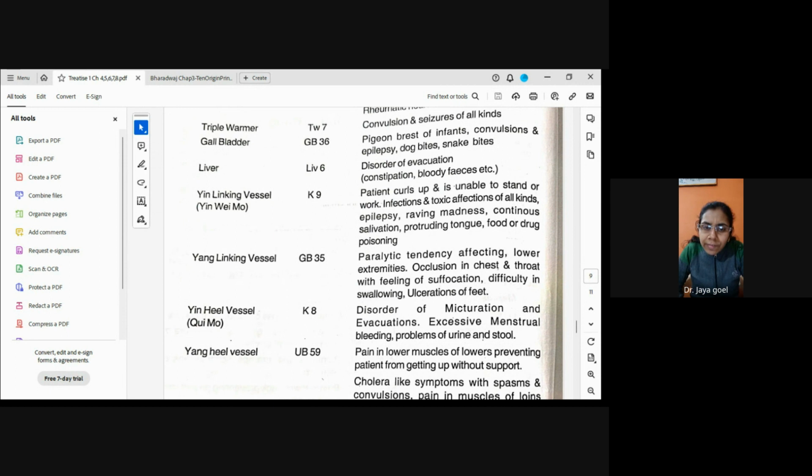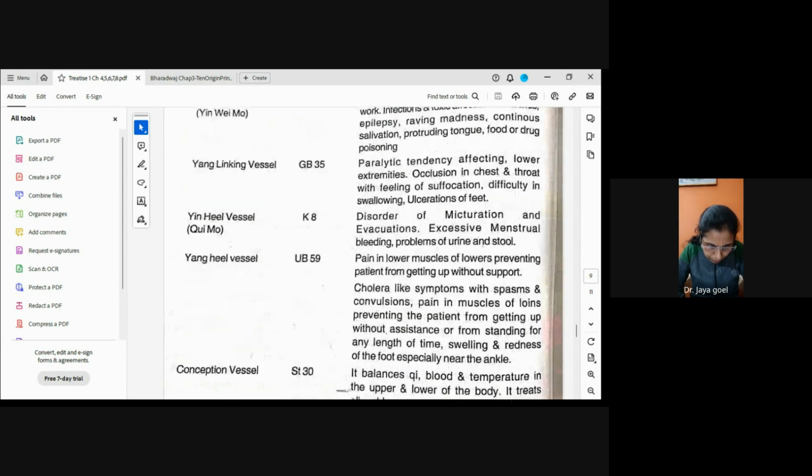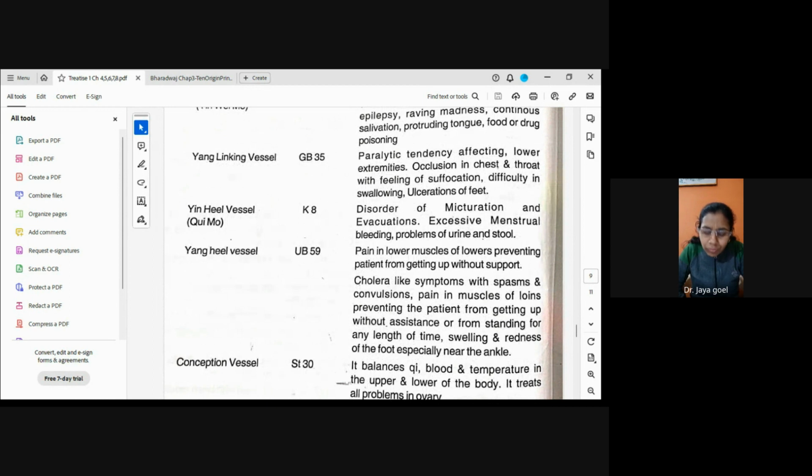Yin heel vessel, it is also an extraordinary vessel. K8 is the key point of the yin heel vessel, used for disorders of menstruation, excess menstruation and bleeding. If bleeding doesn't stop easily and keeps on increasing, then we can give treatment on K8. Problems of urine and stool are also treated on K8.